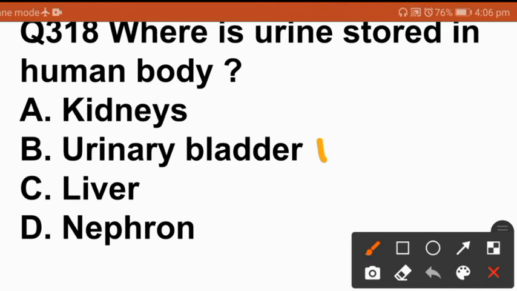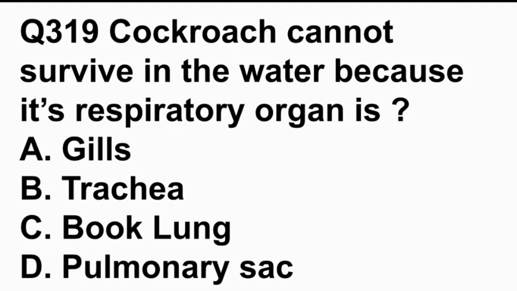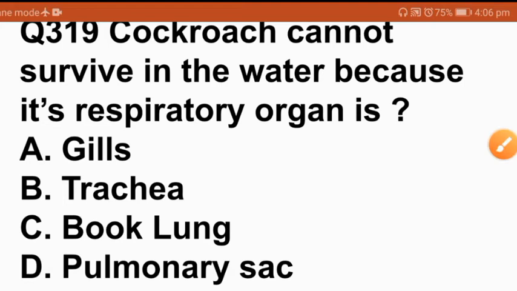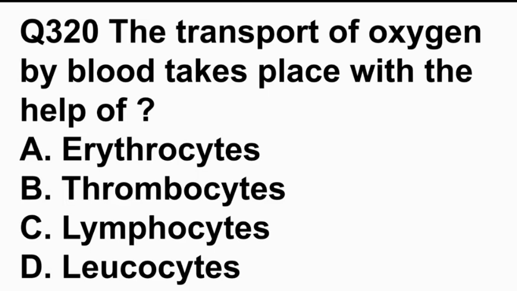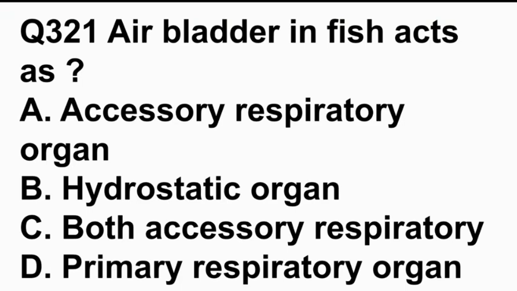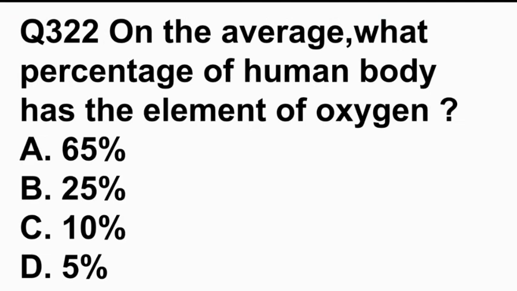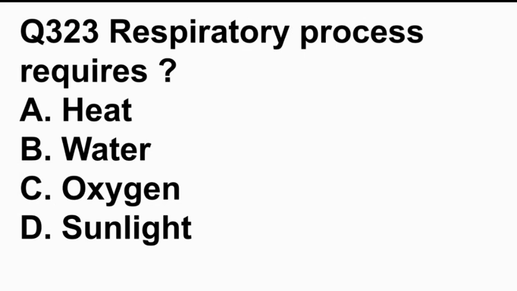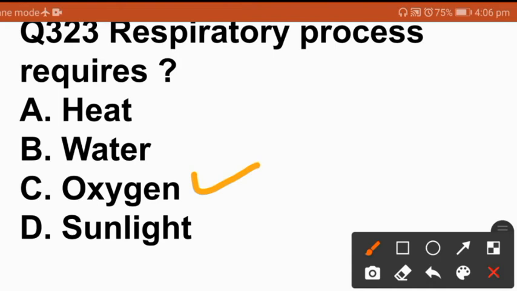Where is urine stored in human body? B. Urinary bladder. Cockroach cannot survive in the water because its respiratory organ is B. Trachea. The transport of oxygen by blood takes place with the help of A. Erythrocytes. Air bladder in fish acts as B. Hydrostatic organ. On the average, what percentage of human body has the element of oxygen? A. 65%. Respiratory process requires C. Oxygen. Respiration is A. Oxidation.